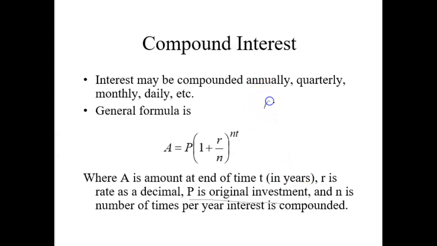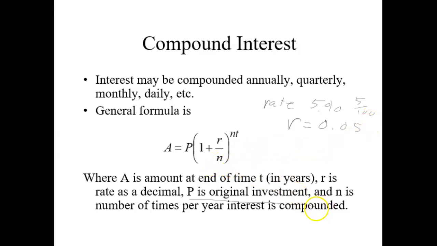So if your rate is 5%, and we'll assume that's annually if they don't say it's annual, that means you're going to use R equals 0.05. You have to take that 5% and write it as 5 over 100 to use it in the formula. You never use the straight percent. You use the decimal equivalent.